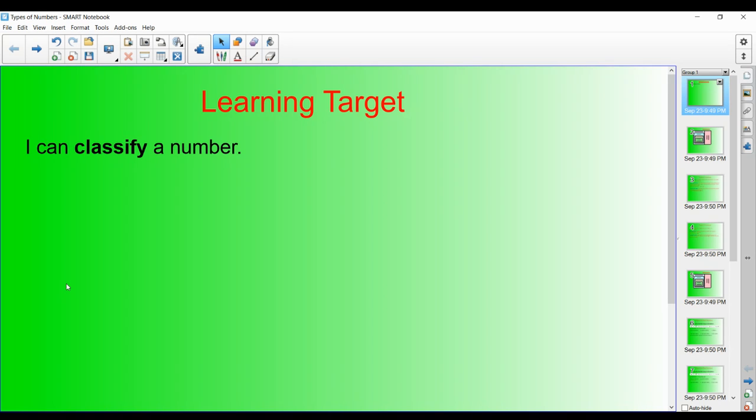Welcome to the number theory unit. We're going to start with a lesson called Types of Numbers, where we can classify a number. Now, whenever we get to an example problem, pause the video, try out the example, and then see if you got the answers correct. So today, I'm able to classify a number using 6 different categories.